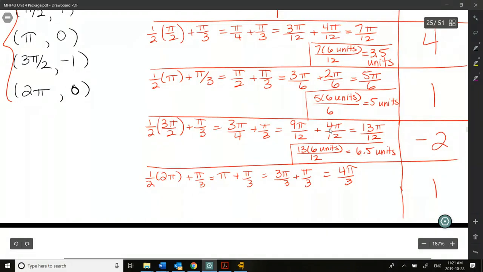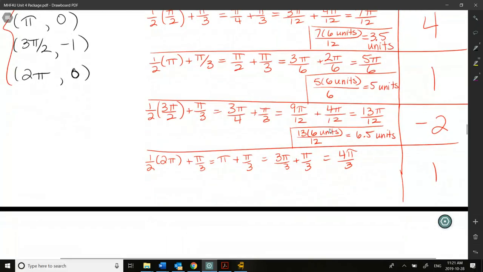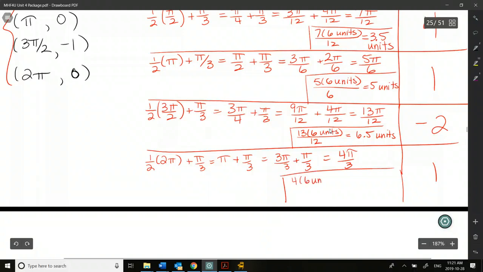And you should start to see a pattern in your x's. What am I going up by with the number of units each time? It's 2 units, and then 3.5, and then 5, and then 6.5. What's the difference? 1.5. So I could just continue that pattern, but I want to make sure my calculations are correct. I would predict that the next one will be 8 units, because 6.5 units plus 1.5 units gives us 8 units, which it does here. So 24 divided by 3, that's 8 units.